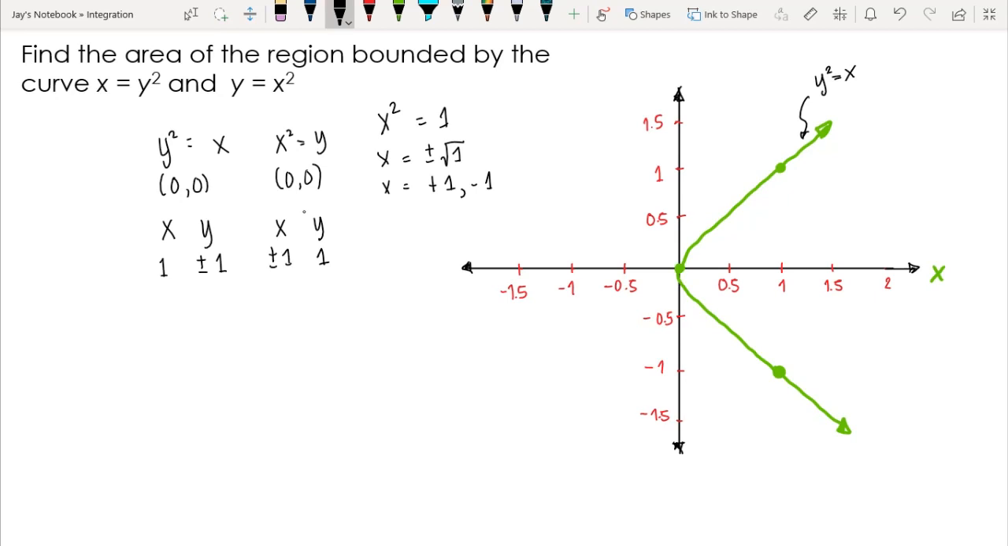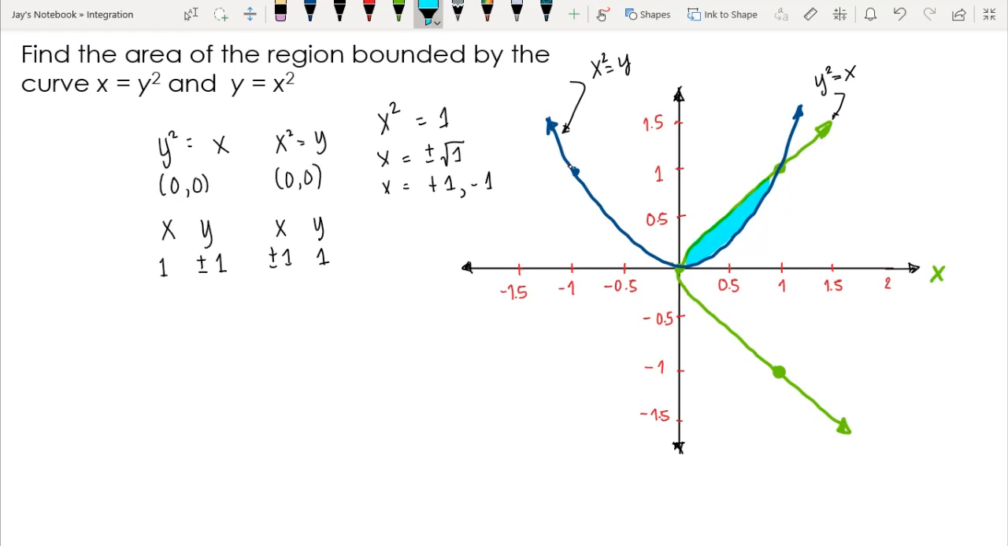So let's plot this curve. When y is equal to 1, we have positive 1 at this point here, and negative 1 at this point. So this is the curve for x squared is equal to y. Since the area here is being bounded by these two curves, we will be computing the area of this region, that shaded region there.